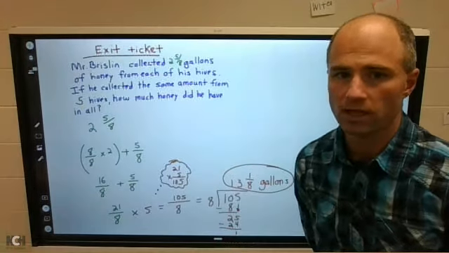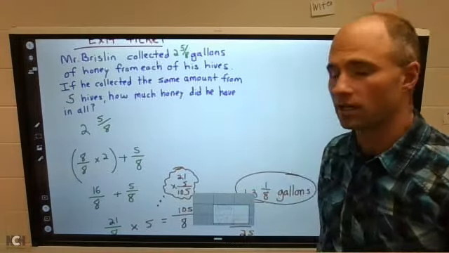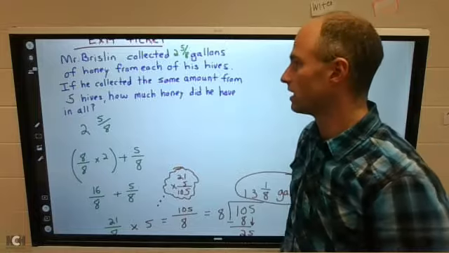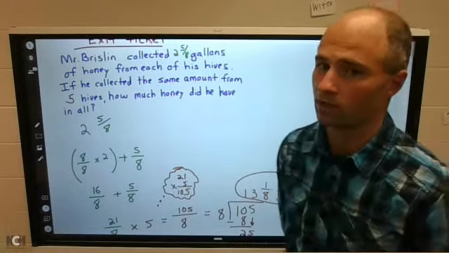So Mr. Brislin collected 2 5/8 gallons of honey from each of his hives. Man, I wish I had beehives. Honey, raw honey is really good. Love it in my coffee.